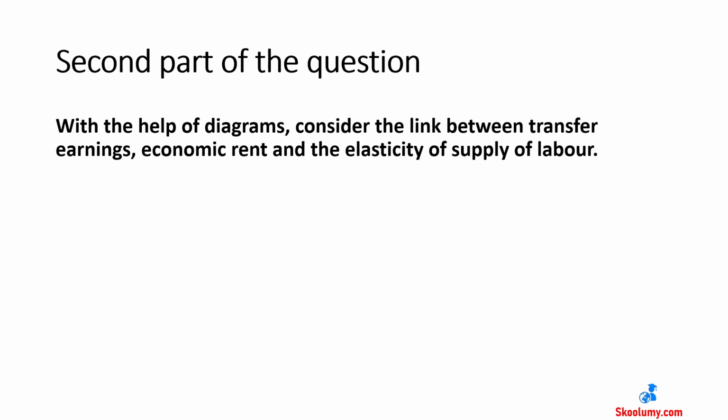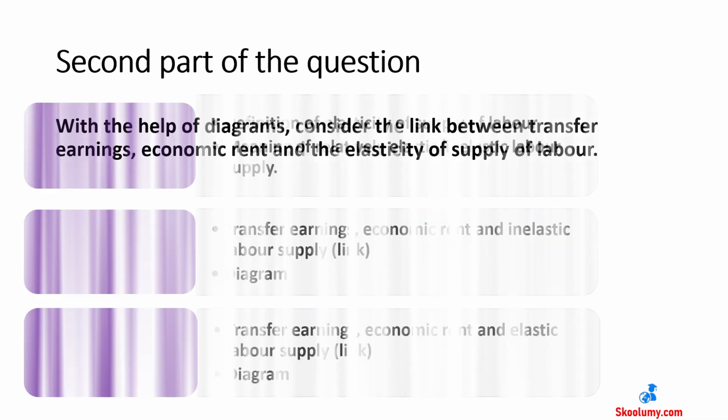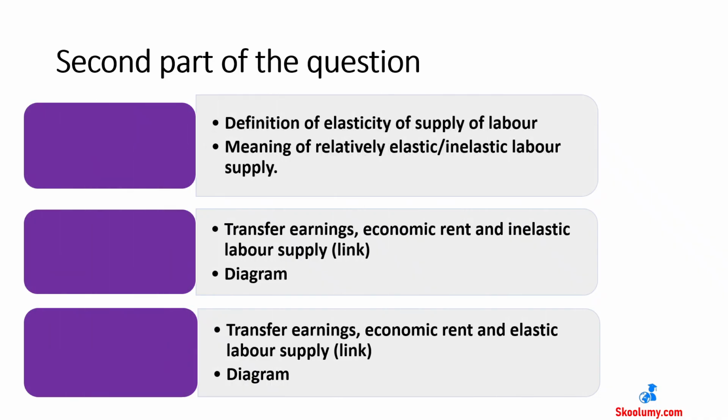The second part of the question. With the help of diagrams, consider the link between transfer earnings, economic rent, and the elasticity of supply of labor. The second part of the question is done as follows. Define elasticity of supply of labor, and state the meaning of relatively elastic and inelastic labor supply. Explain the link between transfer earnings, economic rent, and inelastic labor supply, using a diagram. Use a diagram to explain the link between transfer earnings, economic rent, and elastic labor supply.